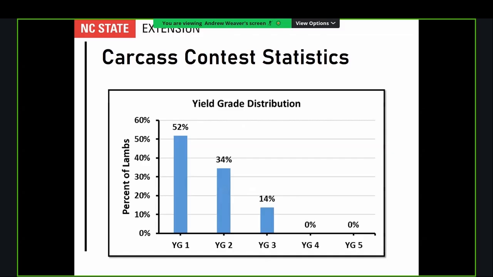Yield grade distribution, over 50% yield grade ones, very trim. About a third of the contest would have been yield grade twos, and 14% yield grade threes, no fours, no fives. So from a yield grade standpoint, very trim, very high cutability carcasses.